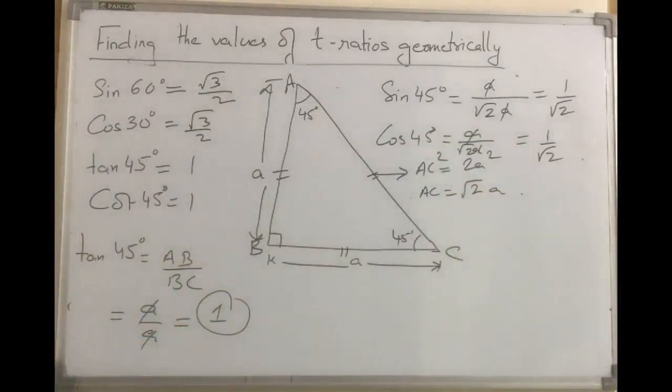So whenever you need to find geometrically the value of any ratio, you can calculate, but just remember for 30 degree and 60 degree, you will construct an equilateral triangle. For 45 degree, you need to construct an isosceles right triangle.